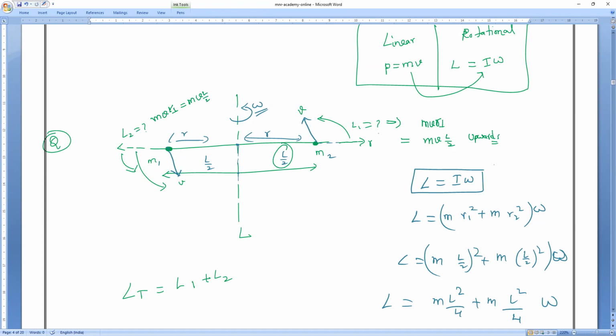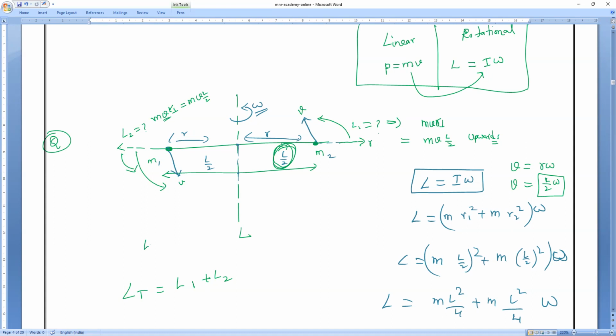Now, we all know that V is equals to R omega. What is R value here? R value means L by 2. Understanding? So in place of V, I will replace with what, everybody? L by 2 omega. L by 2 omega. Do you understand? So R is actually L by 2, so I can replace with that.